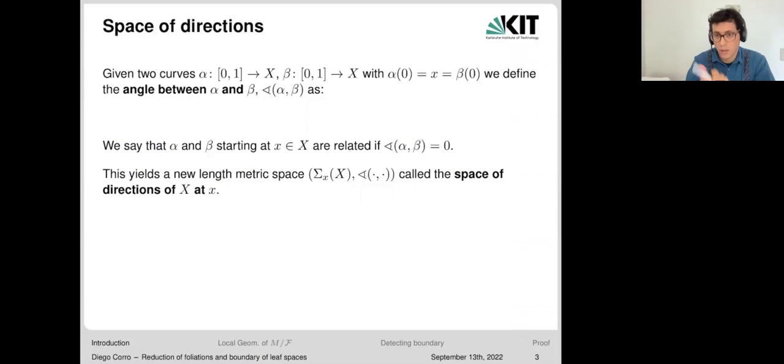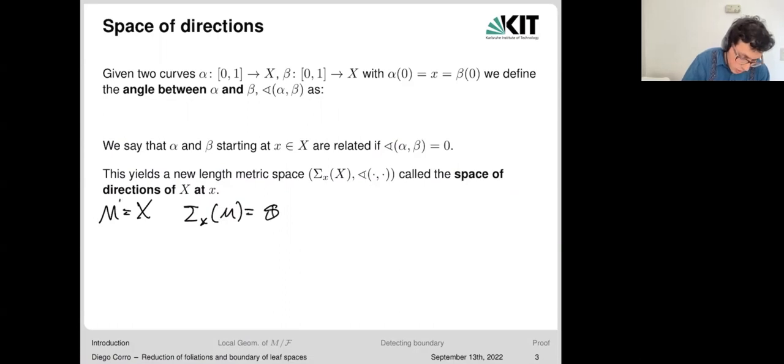It's not complete, so after taking completion, you get a new length complete metric space called the space of directions of the space X at the point X, where all the curves are starting. This should be the tangent unit sphere, because if X is a Riemannian manifold, then the space of directions at the point X will be the unit sphere, let's say of dimension n, contained in the tangent space at X of M.